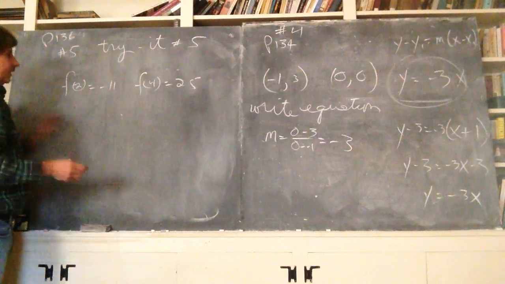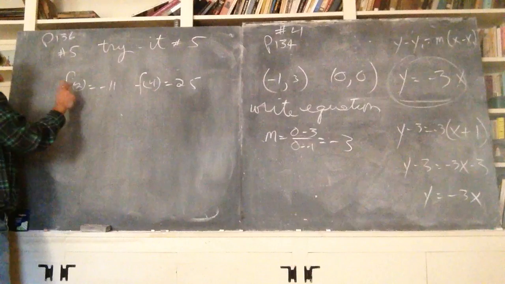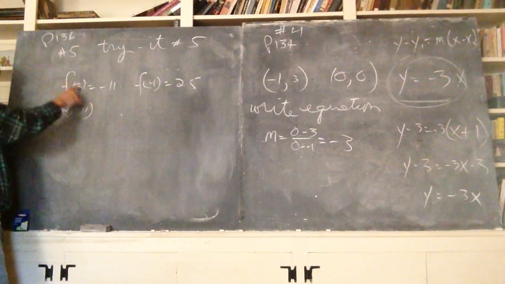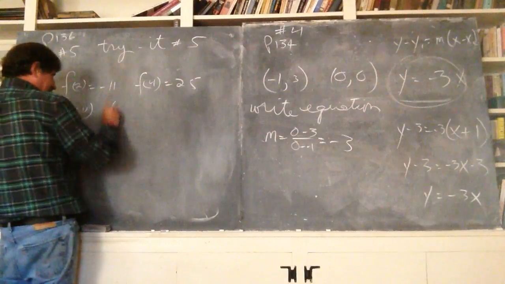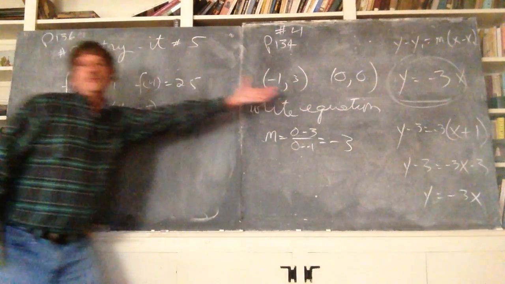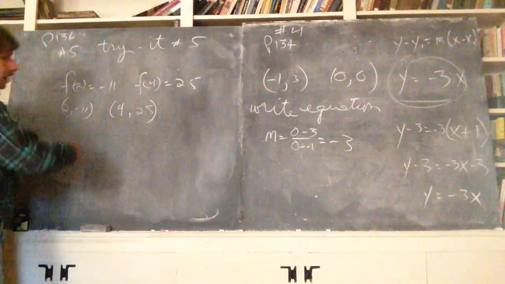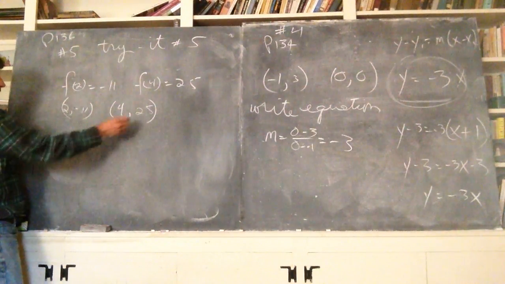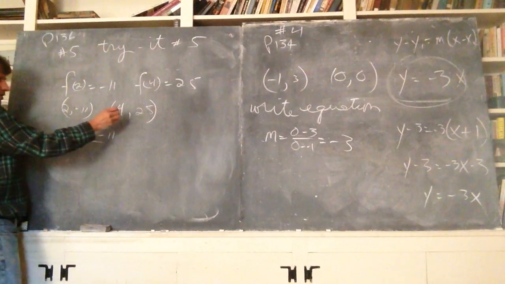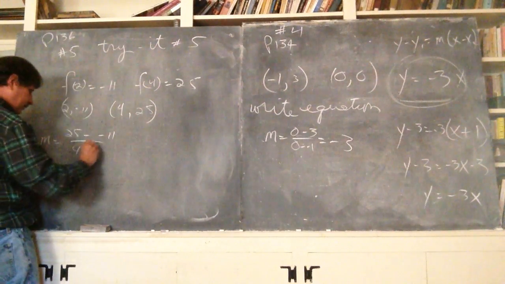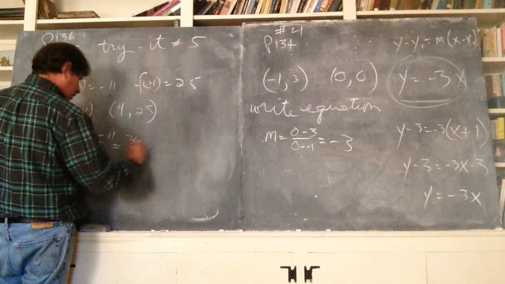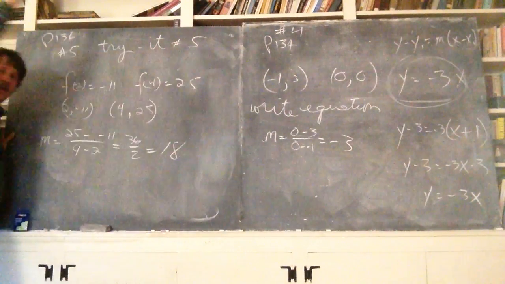But the point of this problem is these are just points. This is 2, negative 11. F at 2, F at x, that's the x. That's the x. 4, 25. So there, now we have 2 points. Now it's exactly like that problem. To find the slope, changing y's over changing x's. 4 minus 2 is 2, 25 minus negative 11 is 36, 36 over 2 is 18. The slope is 18.